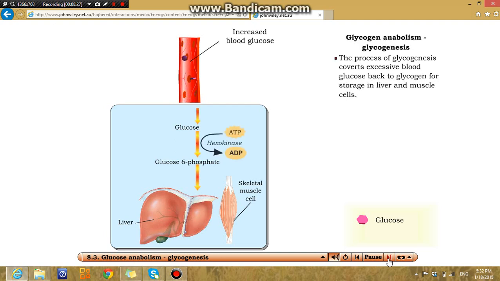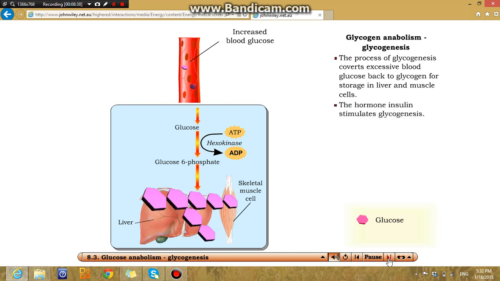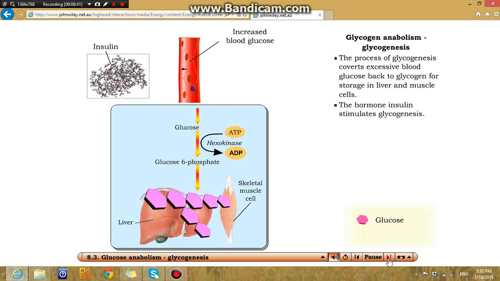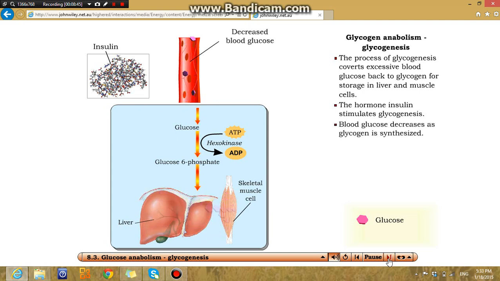Through the process of glycogenesis, excessive blood glucose can be converted back to the polysaccharide glycogen for storage in liver and muscle cells. Glycogenesis is stimulated by the hormone insulin. As the glycogen is synthesized, blood glucose will decrease.